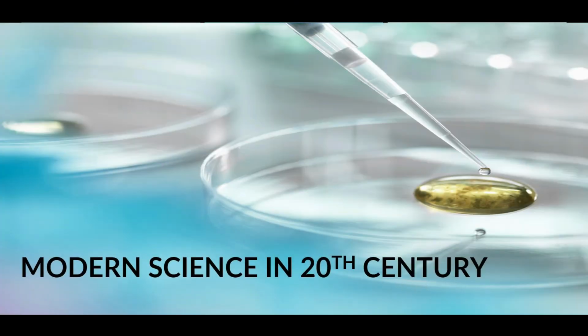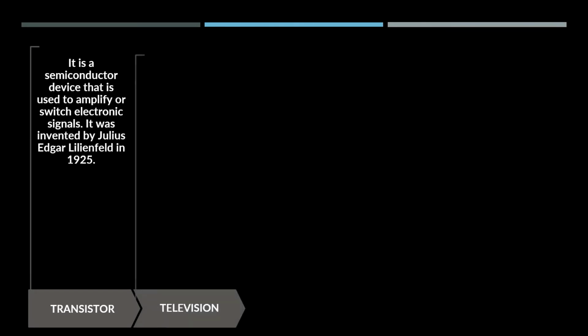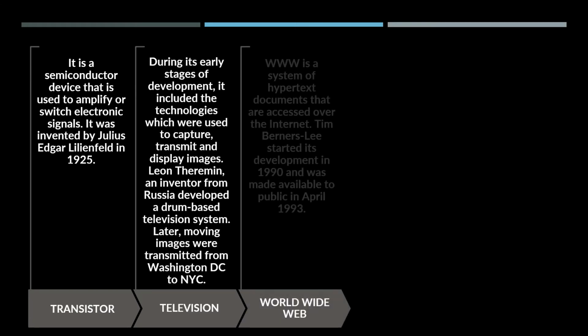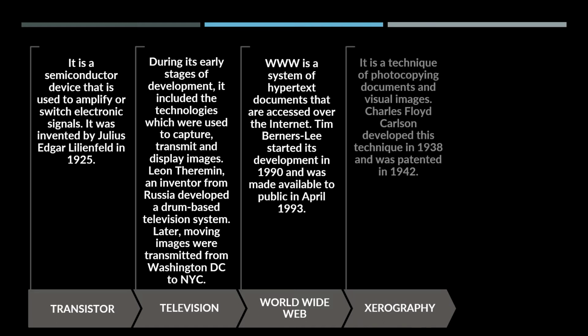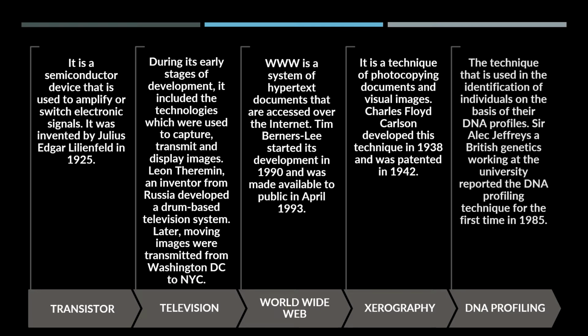Modern science in 20th century. The transistor was invented by Julius Edgar Lilienfeld in 1925. Leo Theremin, an inventor from Russia, developed a drum-based television system. The World Wide Web is a system of hypertext documents that are accessed over the internet.